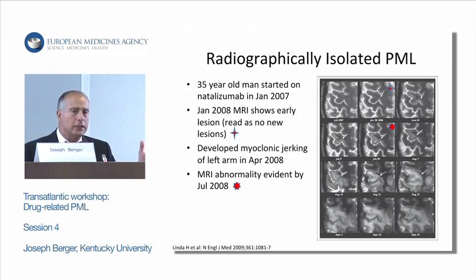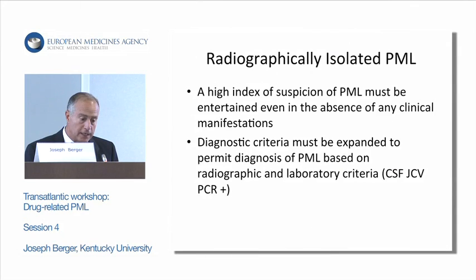The MRI read was there are no new lesions. Four months later, he develops myoclonic jerking of the left arm. And it wasn't until July of 2008 that they start seeing the lesion for what it is. And it was very difficult to diagnose this patient because repeated spinal fluids were negative in this individual. So that's another illustrative case.